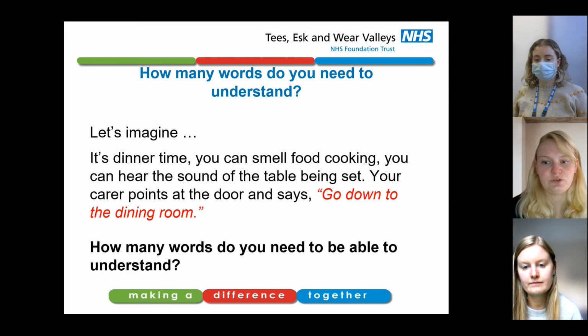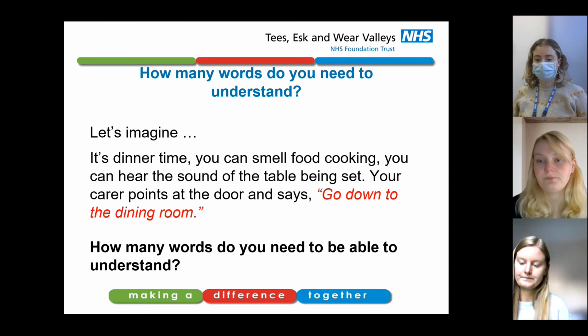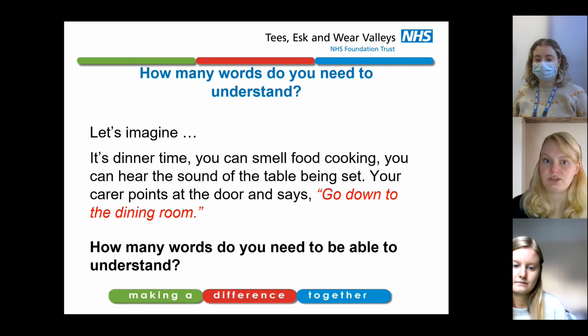They can smell that food cooking. So that is a really strong environmental cue that it's coming up to dinner time. You can hear the sound of the table being set. So again, that's another environmental cue. Our table's being set. That means dinner time. And then with past experience, again, like Corinne mentioned about the other factors that affect communication, our past experience has taught us if the table's being set, that means it's a meal time.